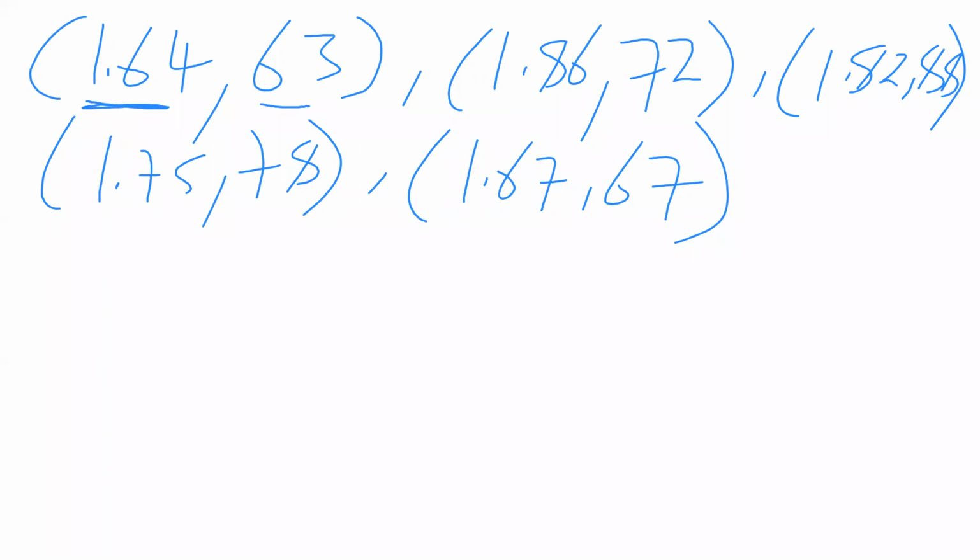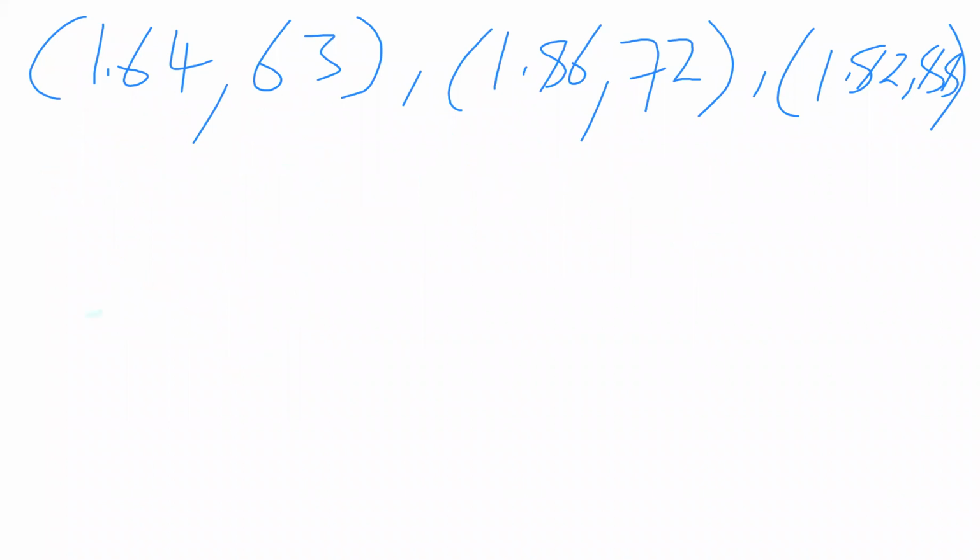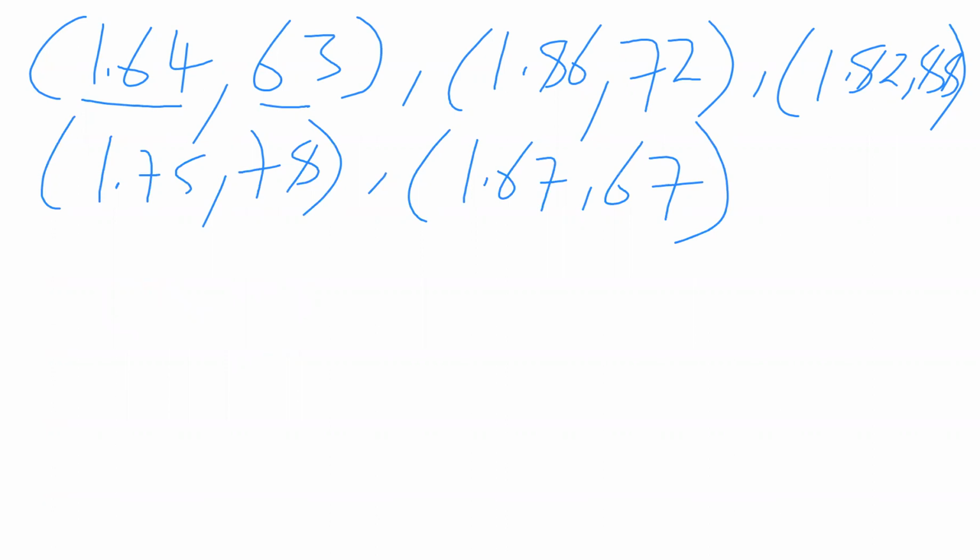So you want to look at the relationship that exists between height and weight. 1.64 is the x variable, whereas 63 is the y variable. The data is presented in coordinate form, x, comma, y. Just know that the first one is the value of x, then the latter one is the value of y.